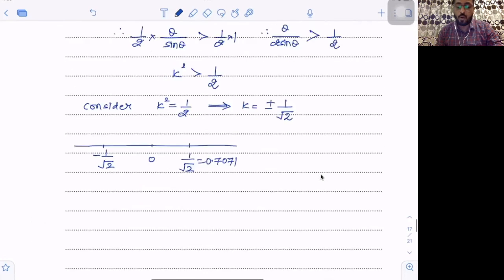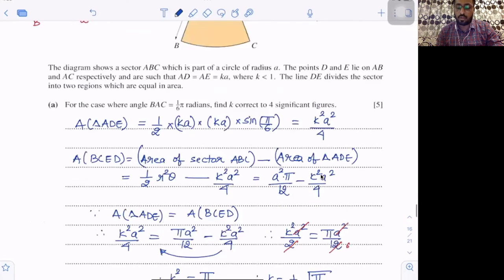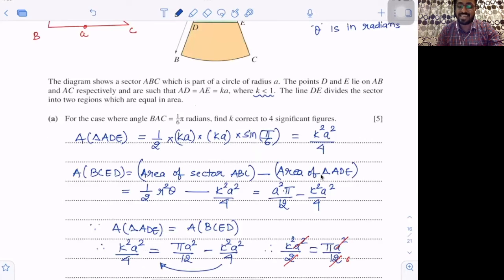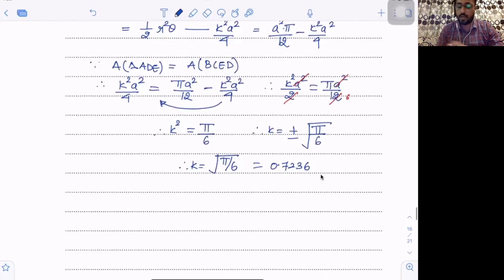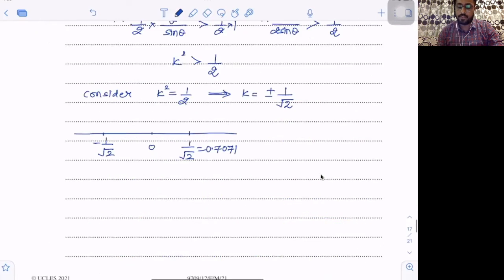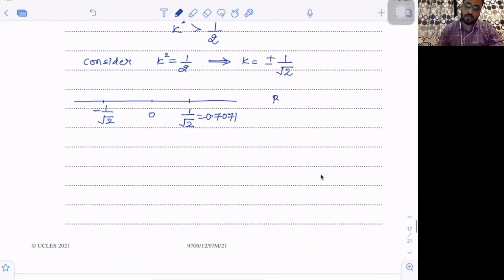Now, do you recall that k was less than 1 and k has to be positive? It cannot fall below 0, right? Because k is multiplied with the length and the length cannot be negative. So k has to be greater than 0, but it has to be less than 1, right? So I can write here, k is less than 1, and k also needs to be greater than 0.